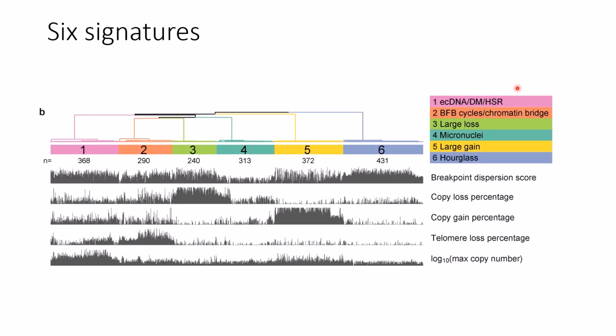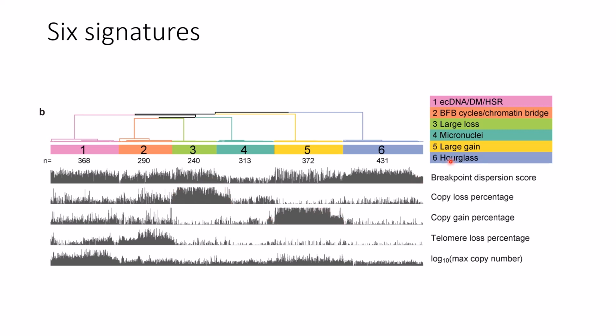Now, out of these 6 signatures, we are able to connect at least 3 signatures, signature 1, signature 2, and signature 4, with known molecular mechanisms or biological processes. There are 3 other signatures we cannot connect to known processes. One we named large loss, another large gain, showing here that the features have a large amount of copy loss and copy gain.